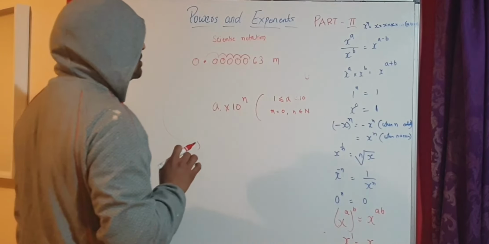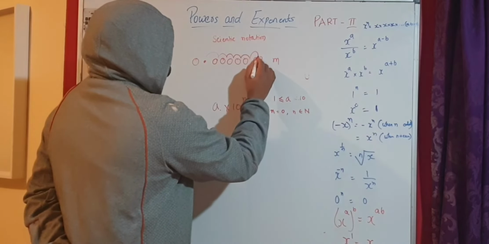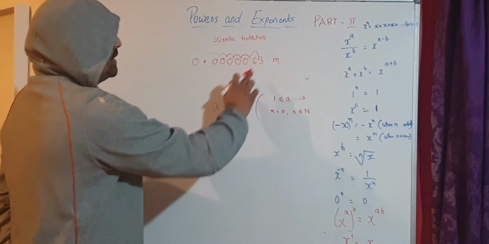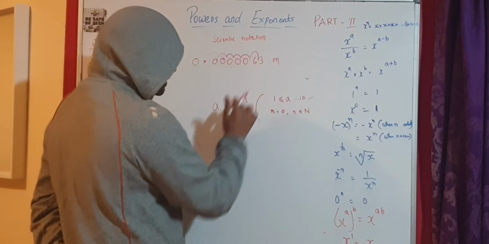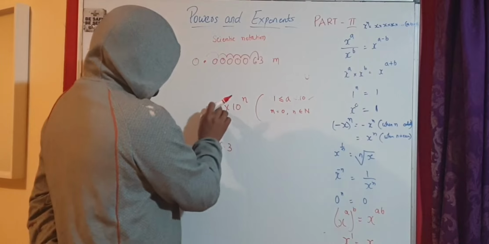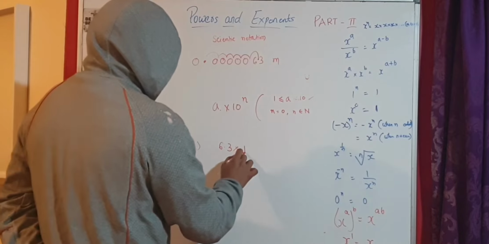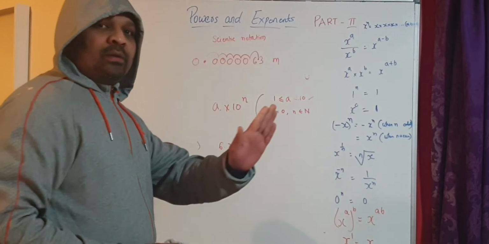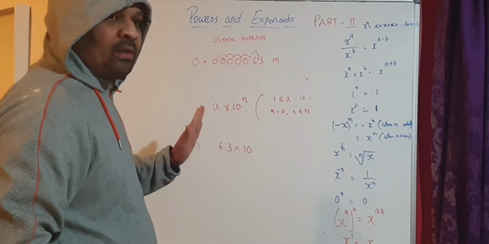What I want is that a should be more than 1. So I'm moving my decimal further and leaving it here. Then what are we getting as a? It is 6.3. My condition is satisfied here. So in place of a, I'm putting 6.3 into 10 to the power of, what is that? Previously, we moved our decimal point to the left. In that case, we put a positive number, 10 to the power of 11, in the previous example.